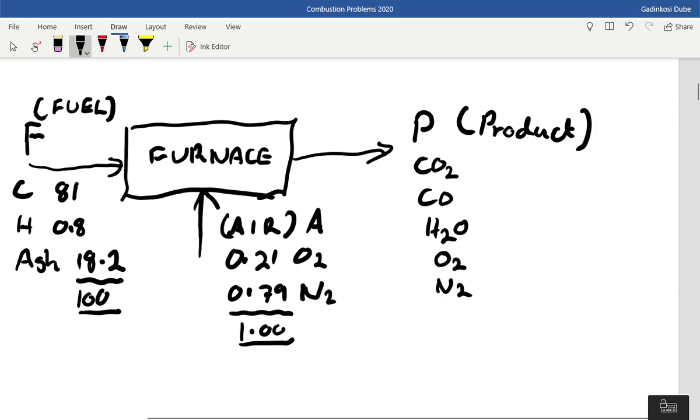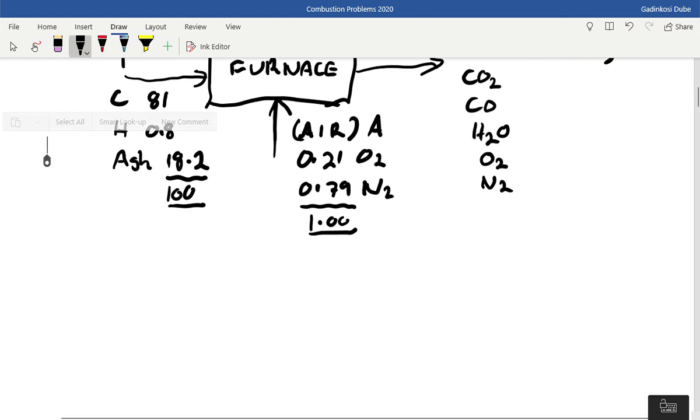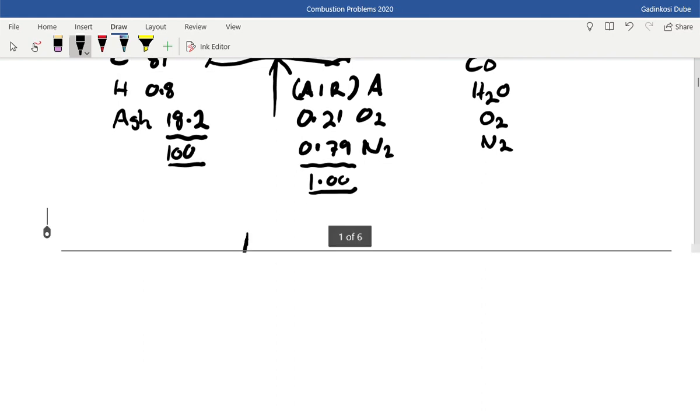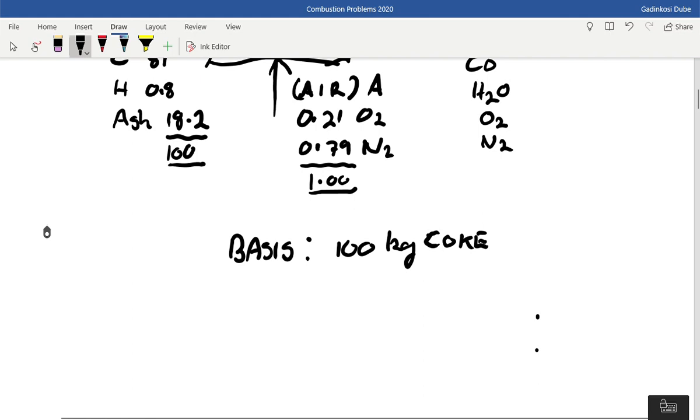So now let's proceed with the question. Let's look at our bases. What bases do we have? It's very easy to see when we are given. We're given that our basis is 100. We can take this as mass, 100 kilograms of coke, because it's a solid, so we assume a basis of mass.